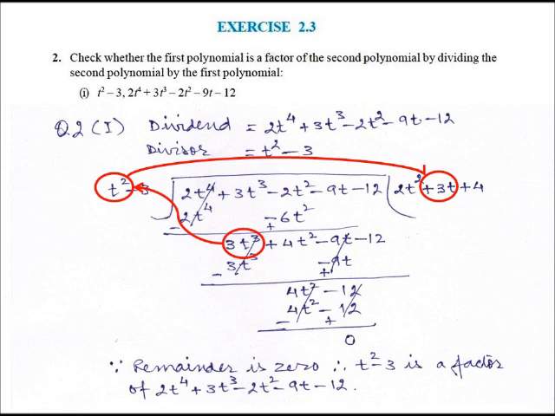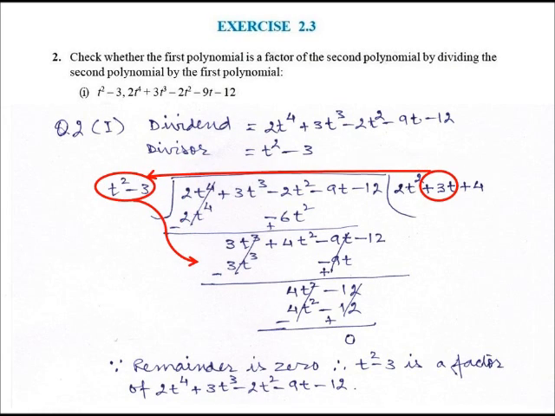Now the highest term is 3t cube. We will divide 3t cube by t square, the highest term of the divisor. The result will be 3t. That will be taken in the quotient column.